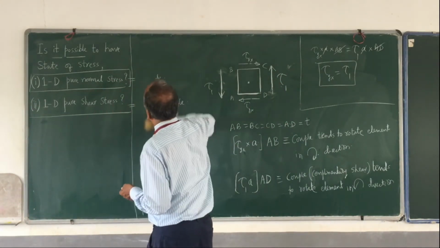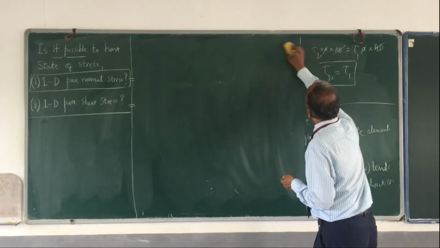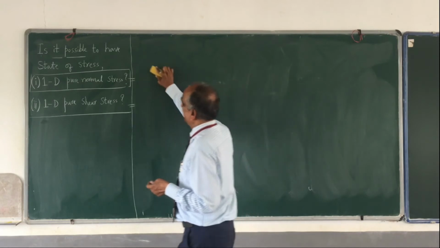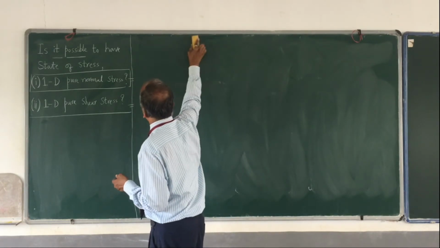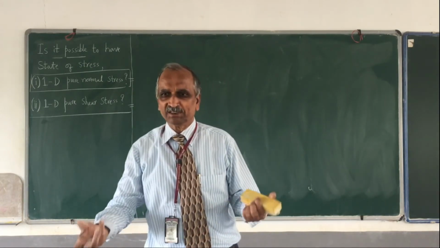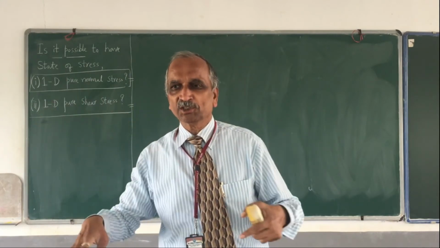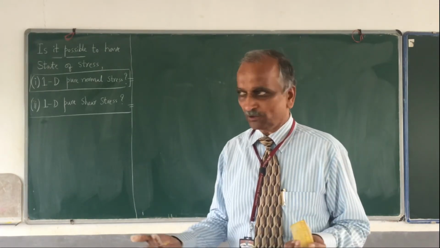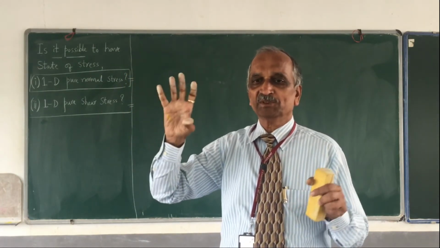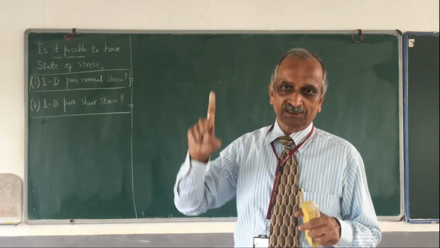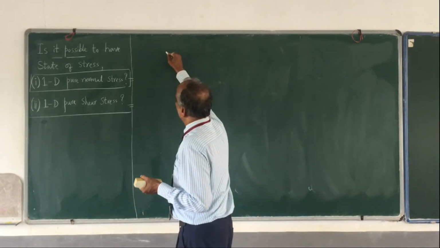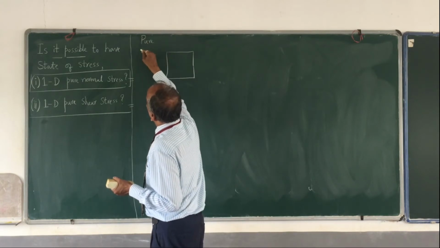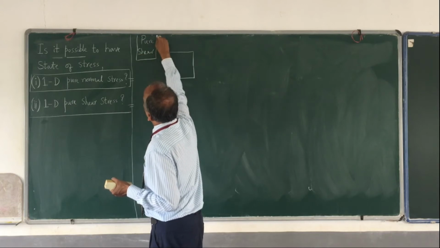Now I would like to go to what is called pure shear stress. How do we check whether a state of stress, say randomly prepared by somebody, is a valid state of stress or not? Somebody draws a cube, indicates the stresses, and asks you to check whether it is a state of stress or not. What do you have to do? Check whether that element remains in an equilibrium state or not. If it remains in equilibrium, then that is a state. Otherwise, it is never a state. Okay, so now I would like to discuss what is called pure shear.